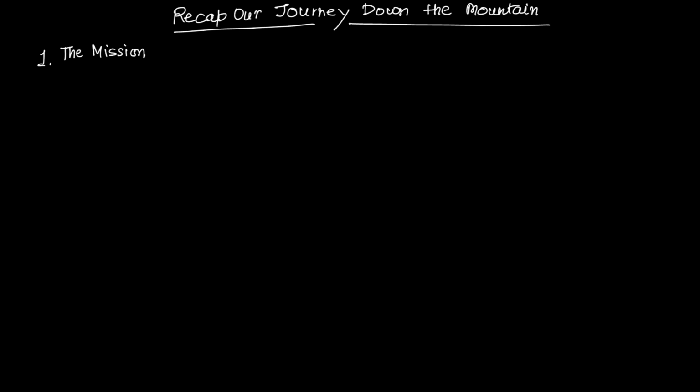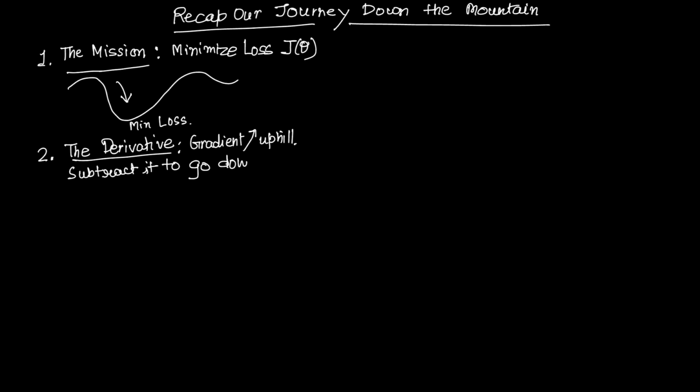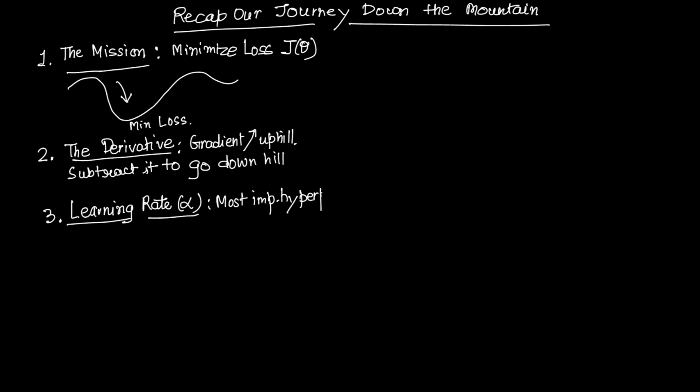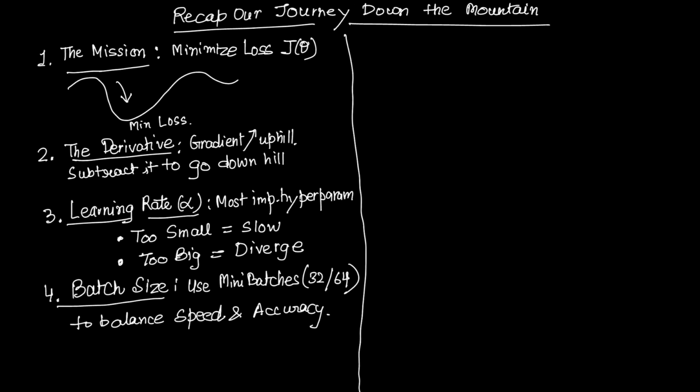Let's recap our journey on the mountain. First, the mission. We want to minimize the loss J theta. Second, the derivative. The gradient points uphill. We subtract it to go downhill. Third, the learning rate, the most important hyperparameter. Too small means slow. Too big means it will diverge. Fourth is batch size. We usually use mini-batches, 32 or 64, to balance speed and accuracy. Fifth, the trap. Beware of saddle points. Use momentum to roll through them.